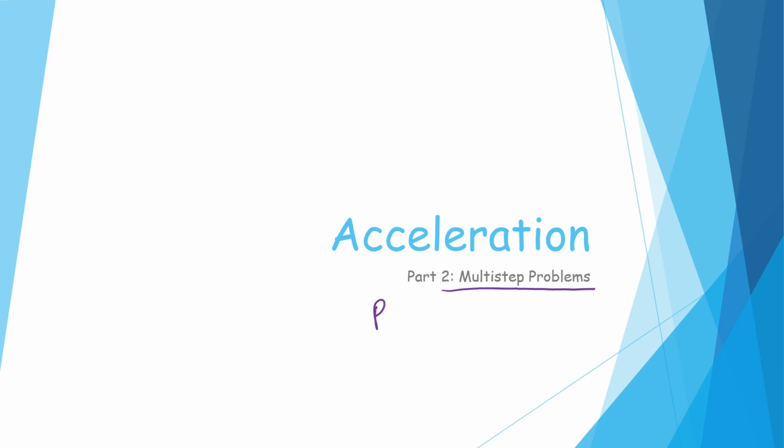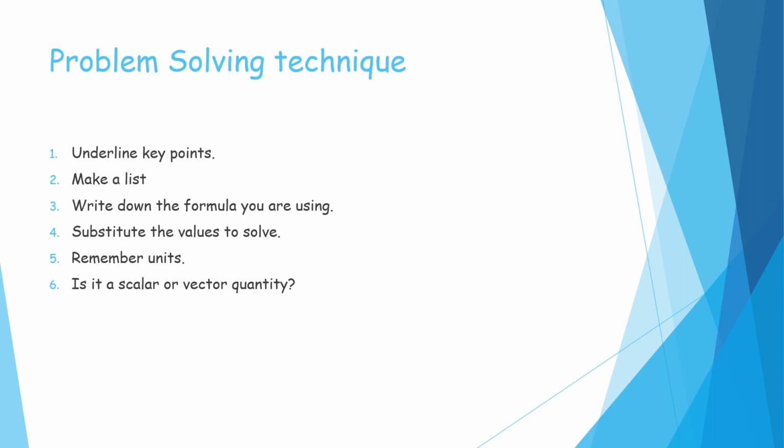And this is where our problem-solving technique becomes extremely important. So make sure you follow it, otherwise you will find yourself in trouble. We're going to use a standard problem-solving technique where we underline key points, we make a list of our variables, we write down the formula you're using. You can get that from the data sheet. We substitute the values to solve, remember units, and we always ask ourselves if it's a scalar or a vector, because if it's a vector, it needs a direction.